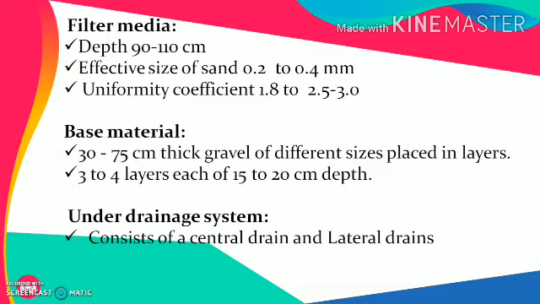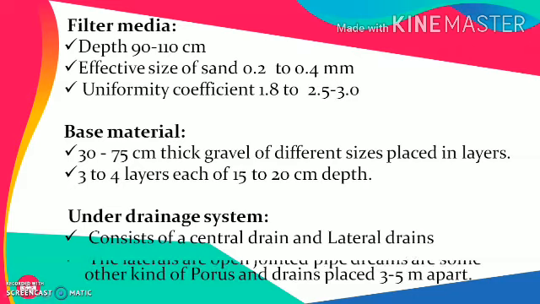The function of an under drainage system is to collect the filtered water and to transfer it for further treatment. It consists of a central drain and lateral drains. The central drain is a main pipe which transfers the water from the whole unit, while laterals are pipes placed perpendicular to the central drain. They primarily collect the filtered water and transfer it to the central drain. The laterals are open jointed pipes or other kinds of drains placed 3 to 5 meters apart.